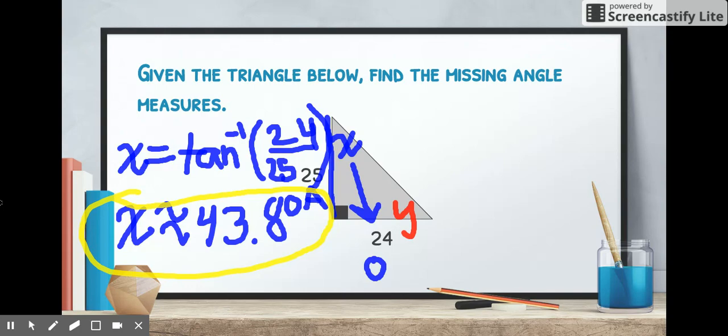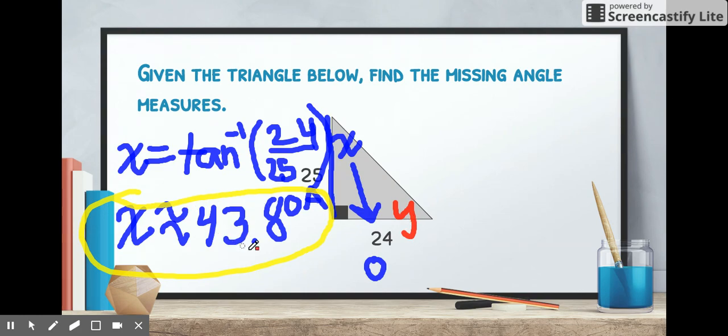However, that's not really efficient, and math is about efficiency. So since I already solved for an angle measure, I'm going to use the triangle sum theorem. That's so much easier, right? I know that all these angles add up to 180 degrees. I already know that I have a 90-degree angle here, so x plus y must equal 90 degrees.